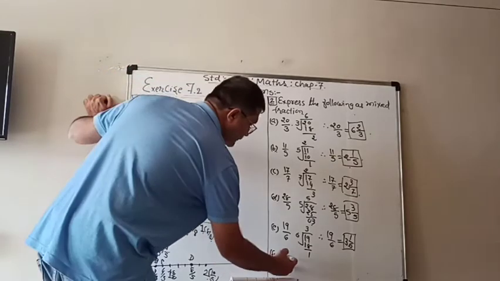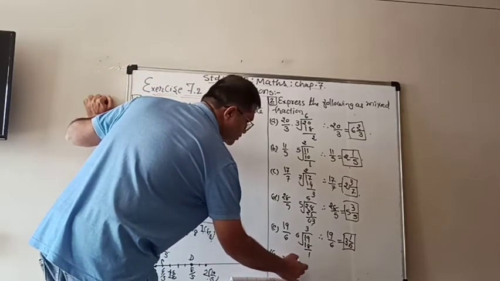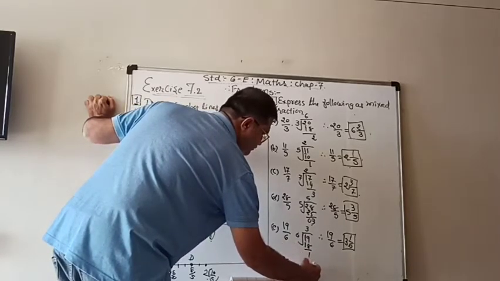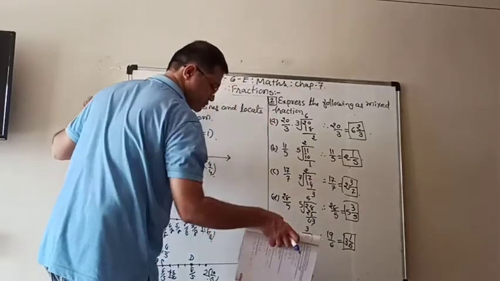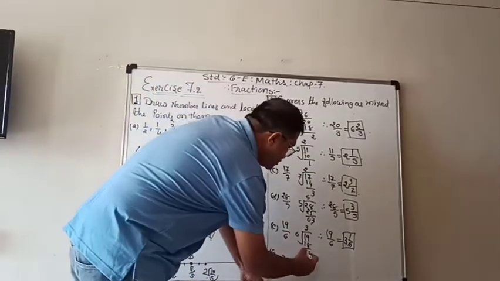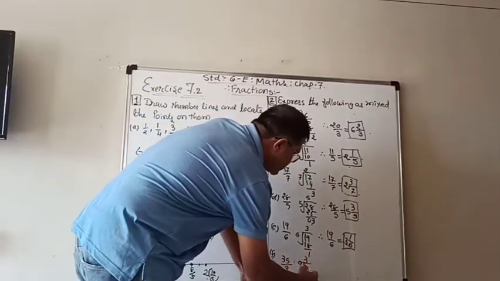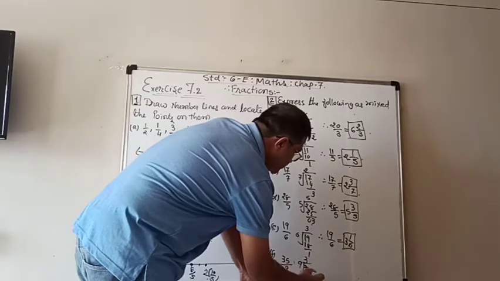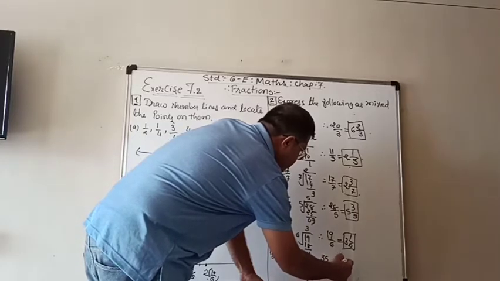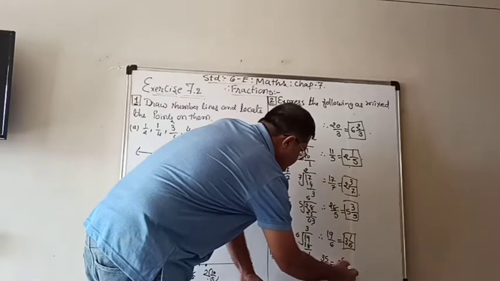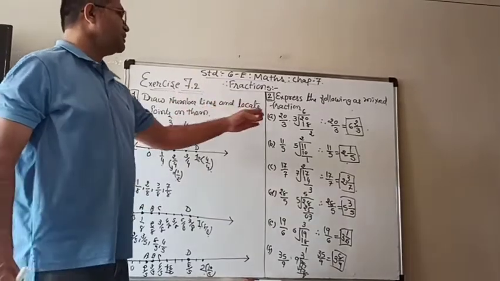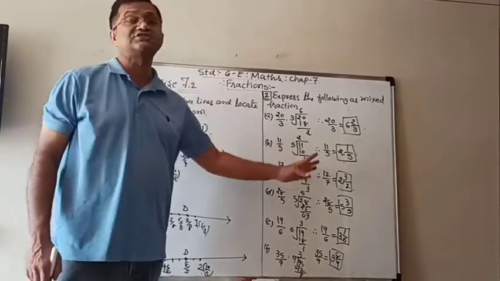It is 35 upon 9. So now 35 divided by 9. 9 3s are 27, 9 4s are 36. So 9 3s are 27. So remainder is 8. So 35 upon 9 is equal to 3 integer 8 upon 9. So by this way we can express the improper fraction as a mixed fraction.